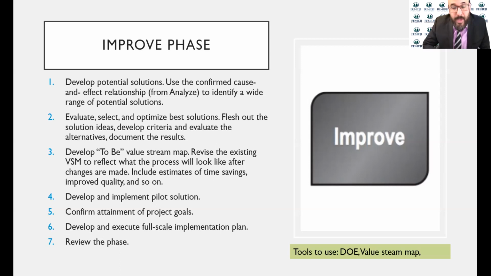This is some of the things that you want to consider. Before you implement the full solution, you probably want to try it on a small scale before you do the full implementation. Some of the tools is design of experiment, which is basically playing with the factors and seeing what the outcome is. In value stream map, what we could do also is the time studies. Of course, we need to do some time studies to do the value stream map.